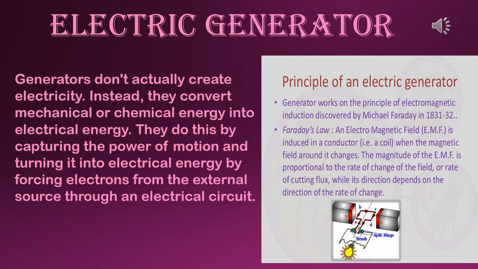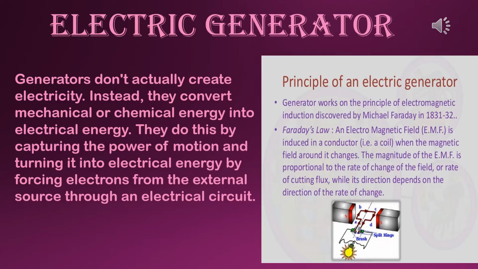First I am starting with the electric generator. An electric generator is a device which converts mechanical energy into electrical energy. It works on the principle of electromagnetic induction. There are two types of electric generator: one is the AC generator and the other is the DC generator.